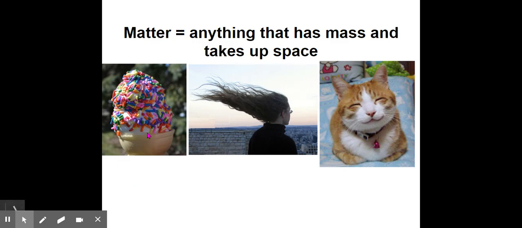So it could be ice cream, it could be wind, even though you don't feel like air has mass, but it does, and it takes up space. You can tell that it takes up space when it pushes against you, like the wind blowing this person's hair. And this cat has mass and takes up space.